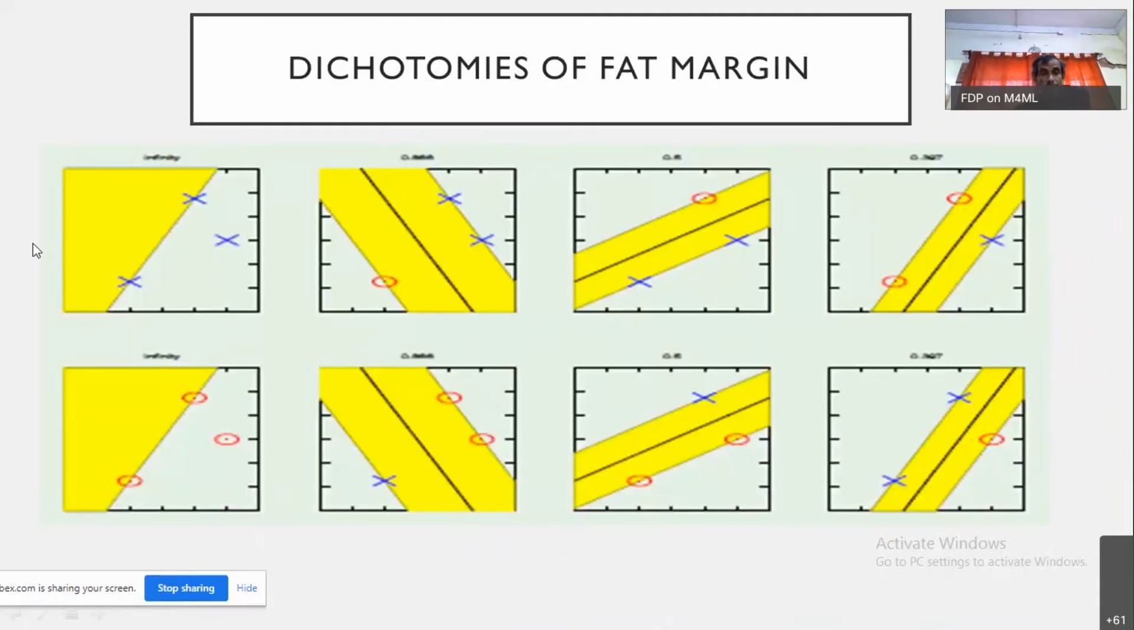So these are the possible dichotomies, right? They're just for 3 patterns. All 3 patterns on this group, 2 patterns on this side, these 2 patterns on this side. So this way, you'll see that these are the different possible dichotomies and different amounts of margin. This is a good margin. These are very poor margins. So which classifier is the best? That's what you need to understand.